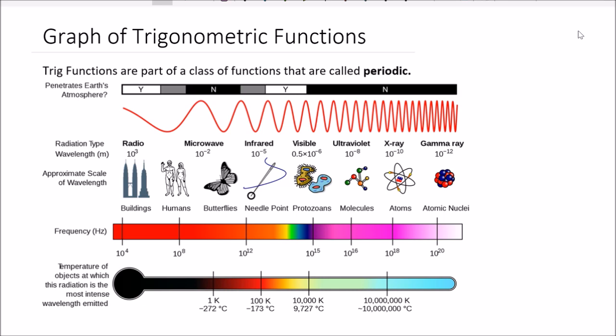We're going to be talking about trigonometric functions today, specifically how to graph them, what the graphs look like, and what the graphs are good for. So we're actually going to start today with a visual intro, because we're going to be talking about trig functions, which are part of a class called periodic functions. And all periodic means is that the functions cyclically repeat.